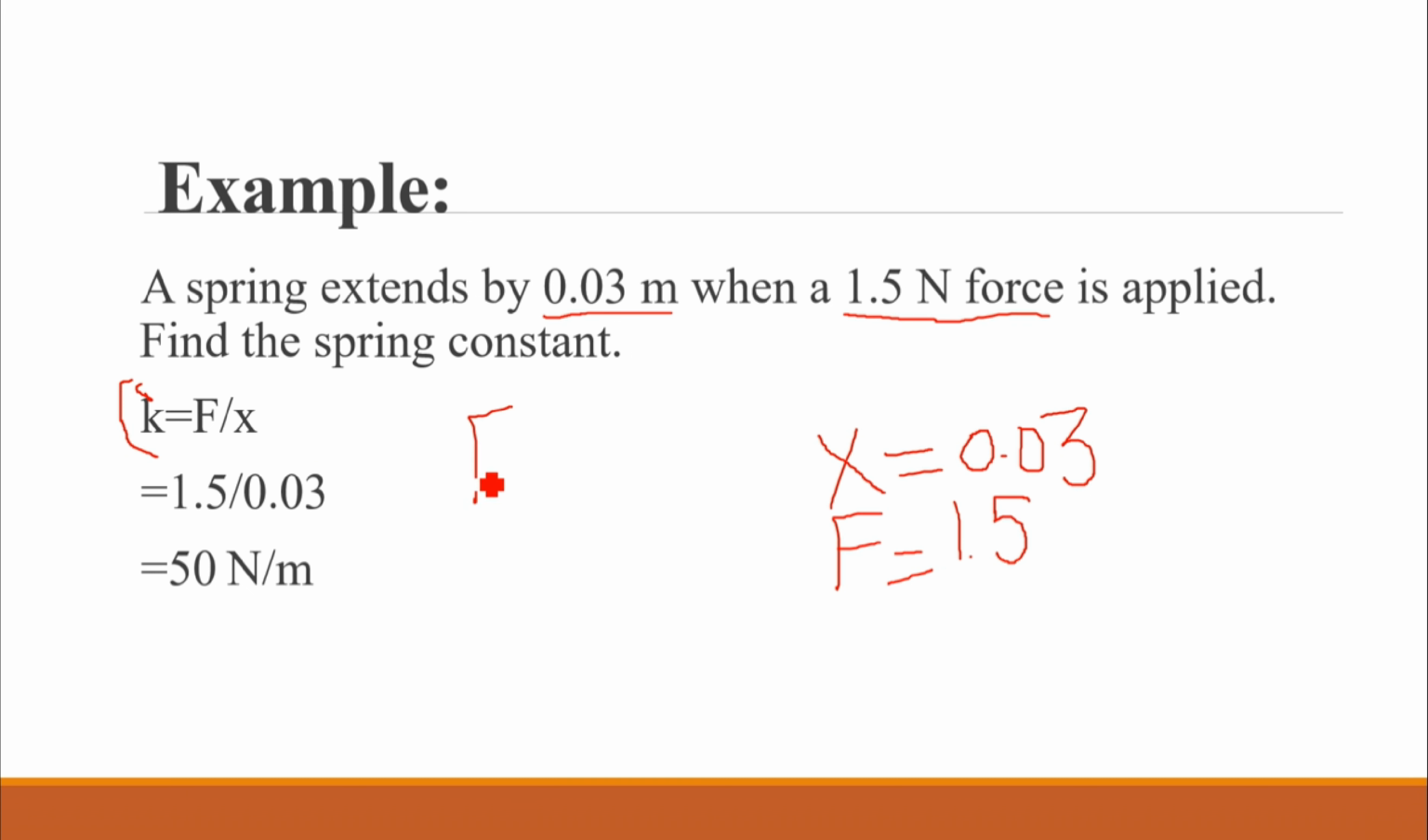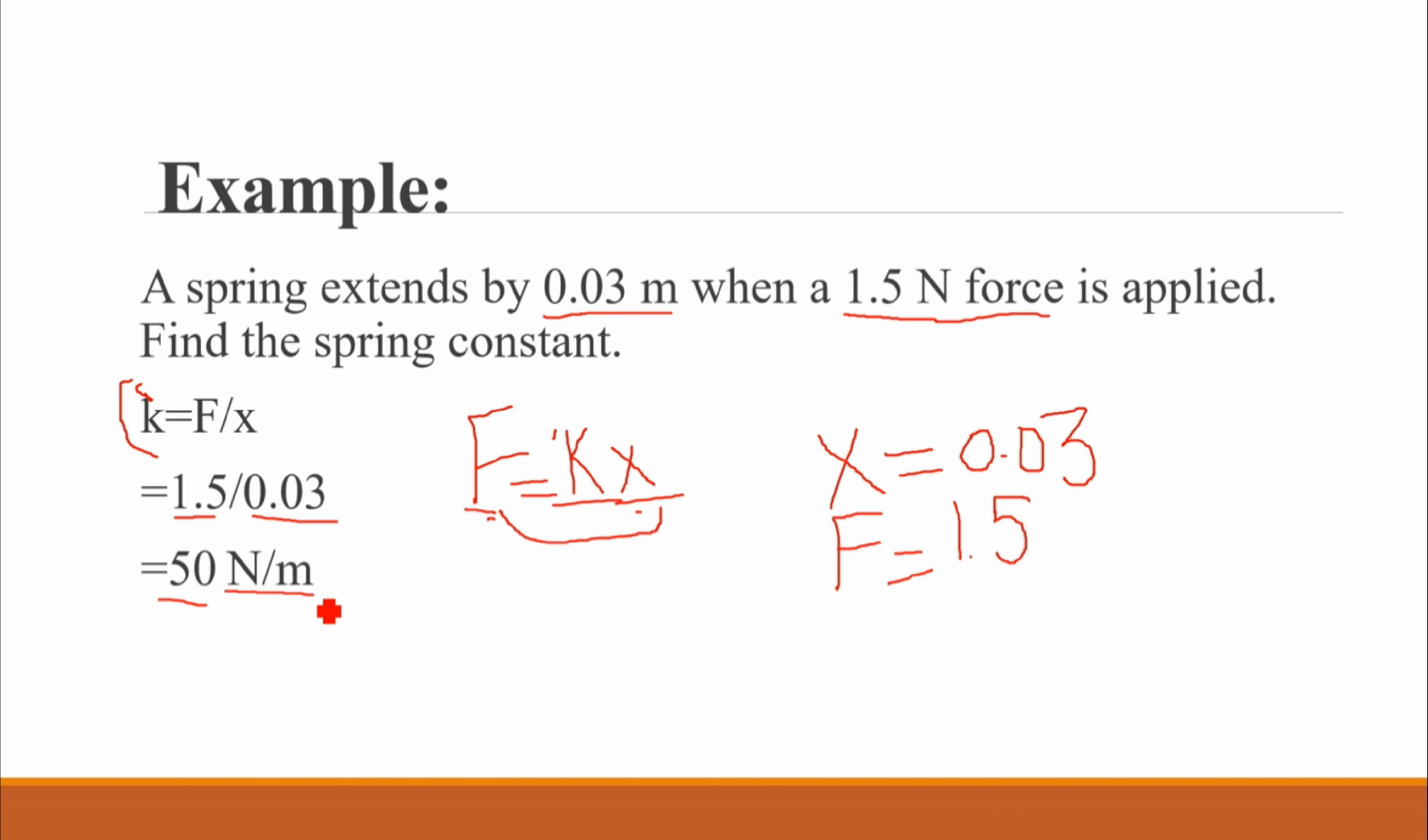So the formula is F equals Kx. Hooke's law states that force is directly proportional to extension. So this is the force and this is the extension. K is the spring constant, F and x values are given. We have to find the value of the spring constant, which is K. So we will divide the force by this value. K equals F over X. F is 1.5 divided by 0.03, which equals 50 Newton per meter.